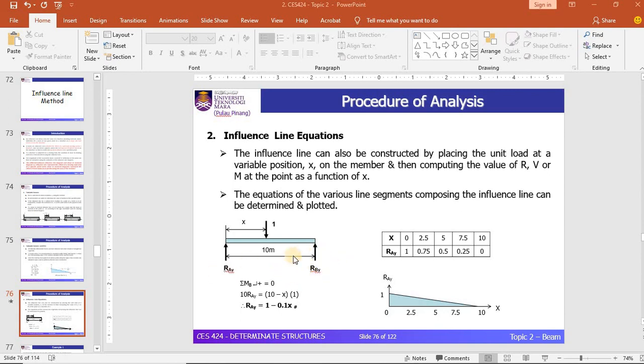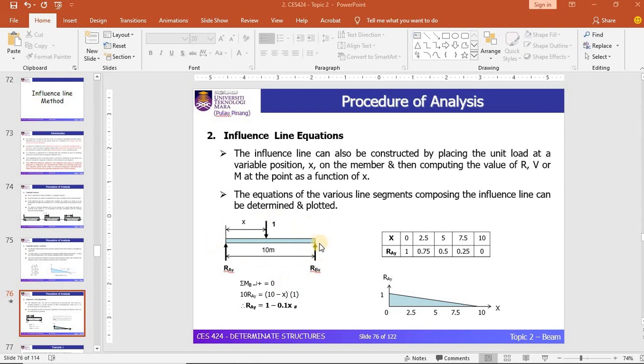So right here we have a simply supported beam where one unit load is applied on the beam. This one unit load is moved along the beam from point A to point B, with a distance of x measured from support A. By looking at this diagram, you can develop the influence line diagram for the reaction at support A. The first thing you need to do is figure out the equation of reaction at support A based on this particular free body diagram.